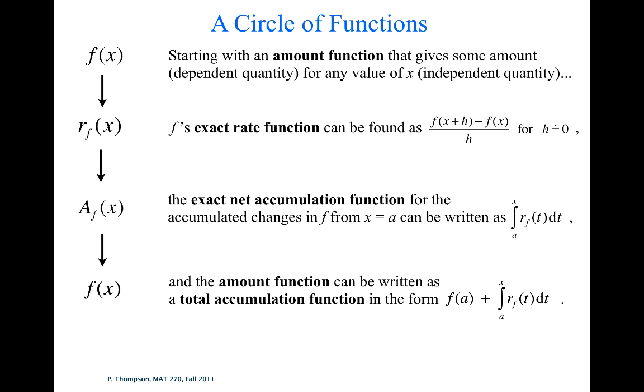So we've come full circle, right? We build the rate function, we build the net accumulation. If we add how much we have before the net accumulation, then we're back to the total amount again, total accumulation. So that f of x that we started with could be written this way: f of a plus the net accumulation starting at a, changing at that rate.